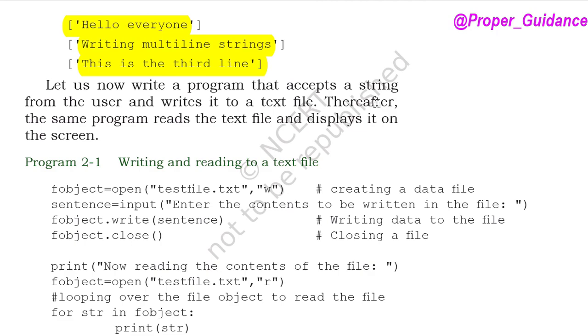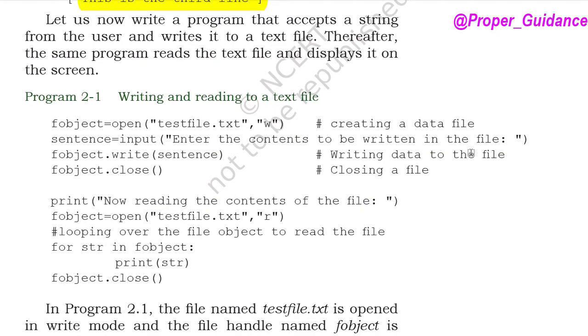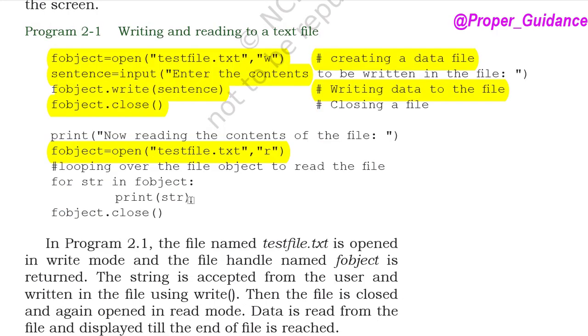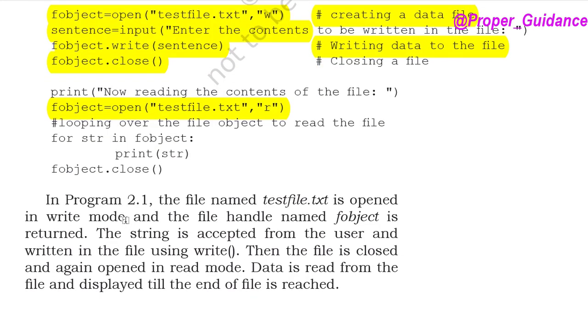Let us now write a program that accepts a string from the user and writes it to a text file. Thereafter, the same program reads the text file, displaying it: writing and reading to a text file. fobject = open("testfile.txt", "w"), print("Creating a data file"). sentence = input("Enter the contents to be written in the file:"). fobject.write(sentence), writing data. fobject.close(), closing the file object. print("Now reading the contents of the file"). fobject = open("testfile.txt", "r"). for str in fobject: print(str). fobject.close().